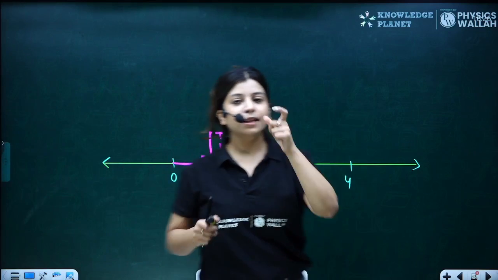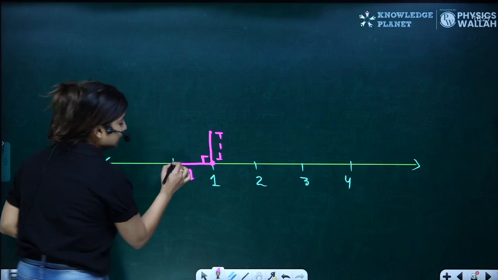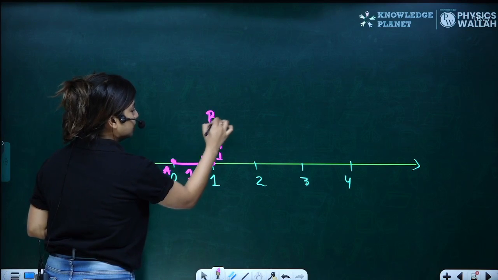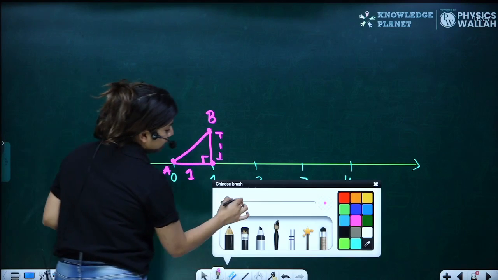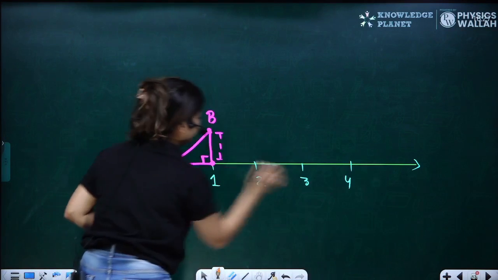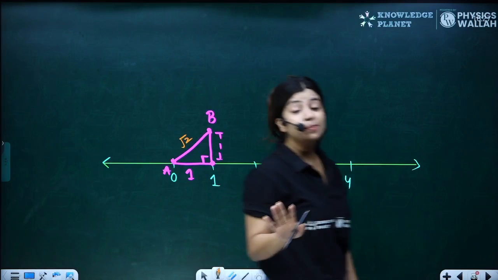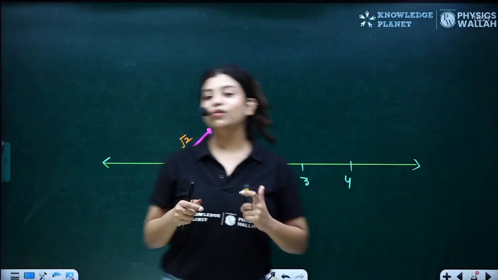So when I have taken the base and the perpendicular as 1 unit, and I join this point, let it be A, and this point, let this be B, the line that I will be getting will be giving me what? Root 2. Will be giving me my root 2.